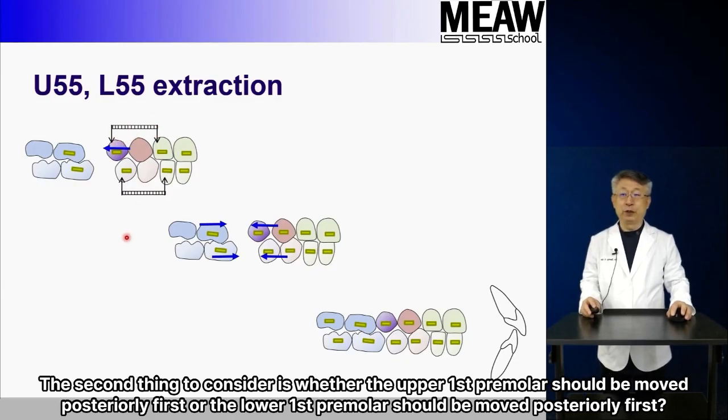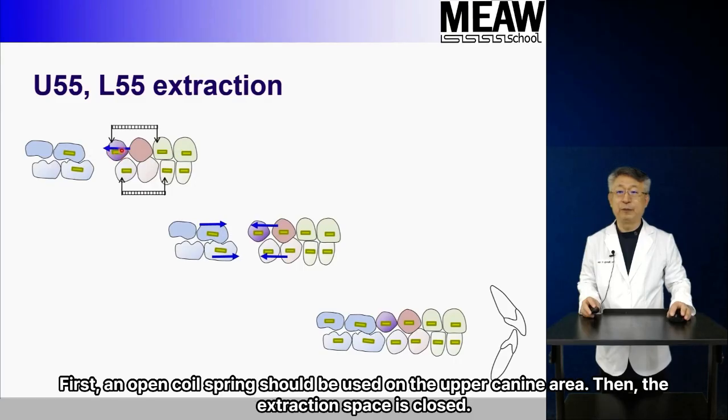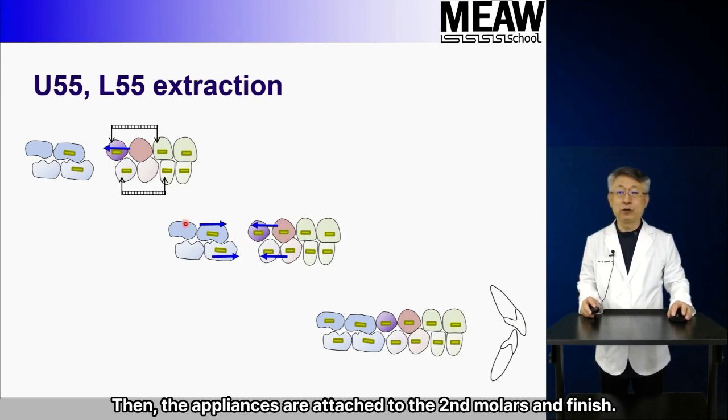The second thing to consider is whether the upper first premolar should be moved posteriorly first or the lower first premolar should be moved posteriorly first. It is recommended that the upper first premolar is moved posteriorly first. First, an open coil spring should be used on the upper canine area. Then, the extraction space is closed. Then, the appliances are attached to the second molars and finish.